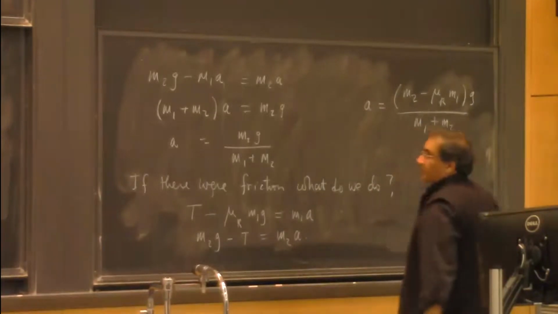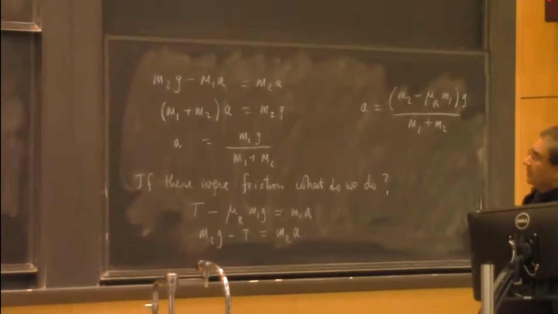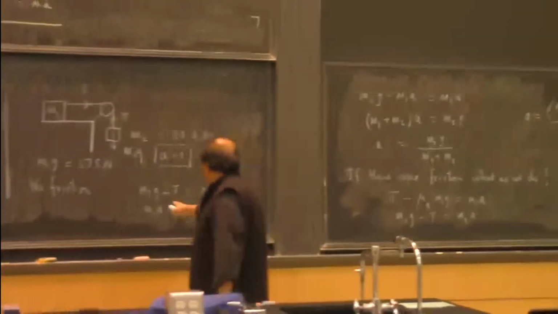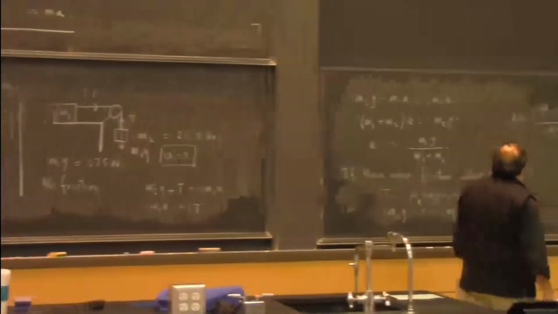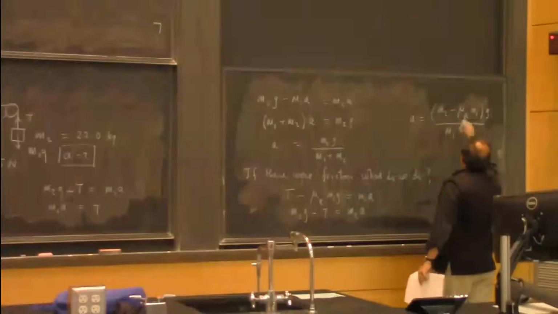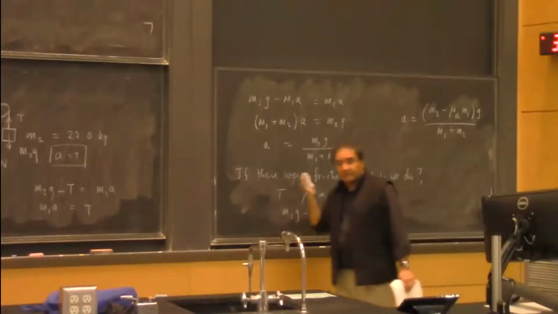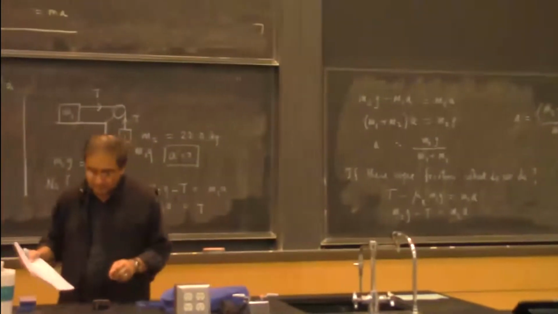Now, for the sake of sanity, let us just say what happens if I turn mu k off. If I turn mu k off, I go back to this problem, and I get the result that I should have gotten in this problem. So if mu k were 0, I go back to that problem. If mu k is turned on, then mu k basically reduces the value of the acceleration by a certain amount, which is the friction.